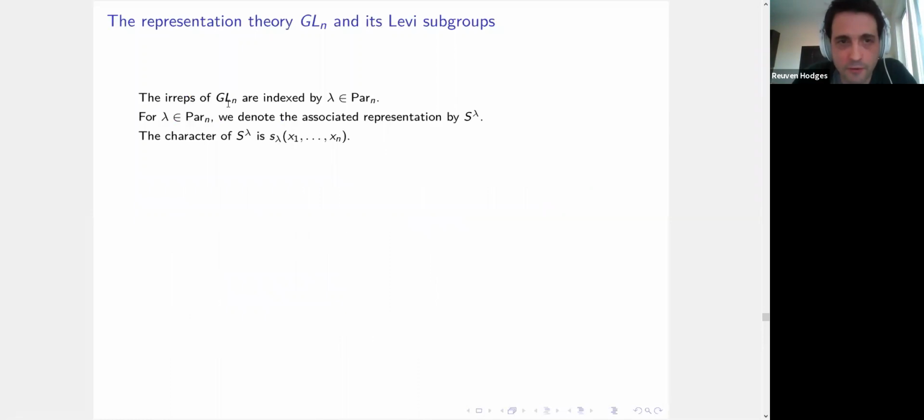So right, the irreducible representations of GL_N are indexed by partitions. And so given a partition, let's denote the associated representation just by S_lambda. And so the character of S_lambda is just the Schur polynomial, right? So that is the relationship for just Schur polynomials and irreducible representations of GL_N.